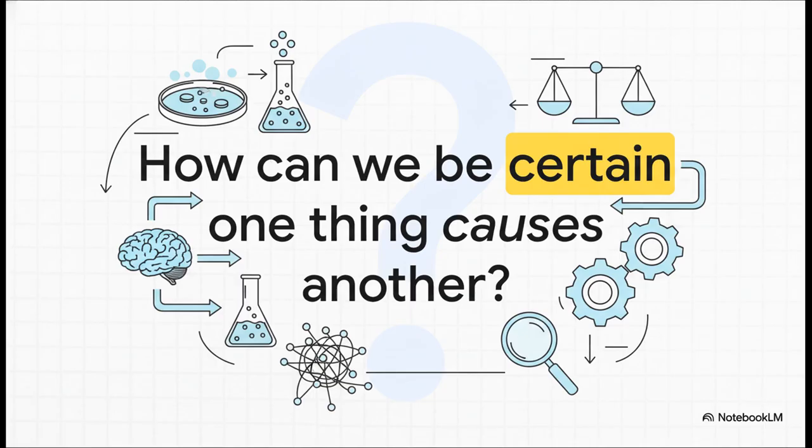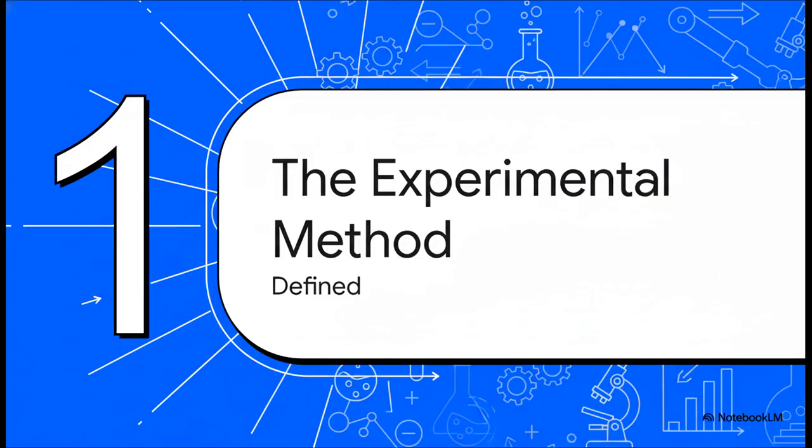Well, to solve that puzzle, researchers have a very specific, very powerful tool in their toolkit. All right, let's get into it. We're talking about what's really considered the gold standard for figuring out cause and effect. It's called the experimental method, and this is where science really rolls up its sleeves and gets to work.